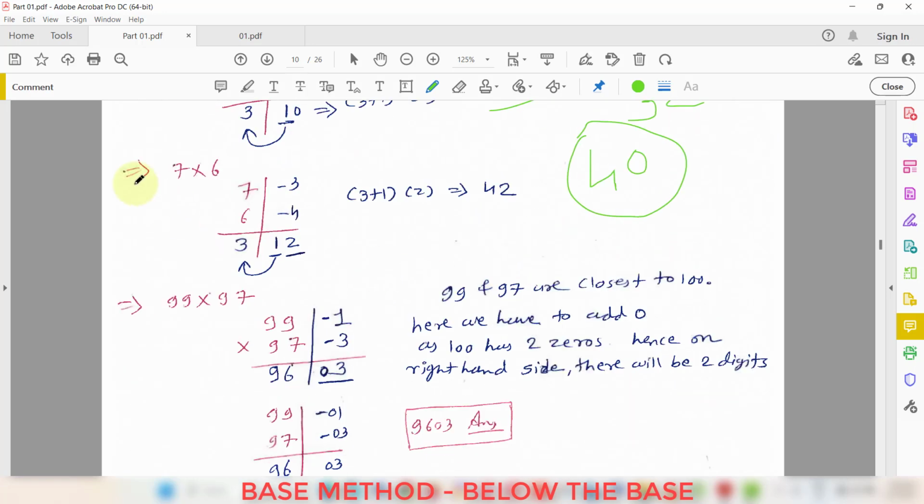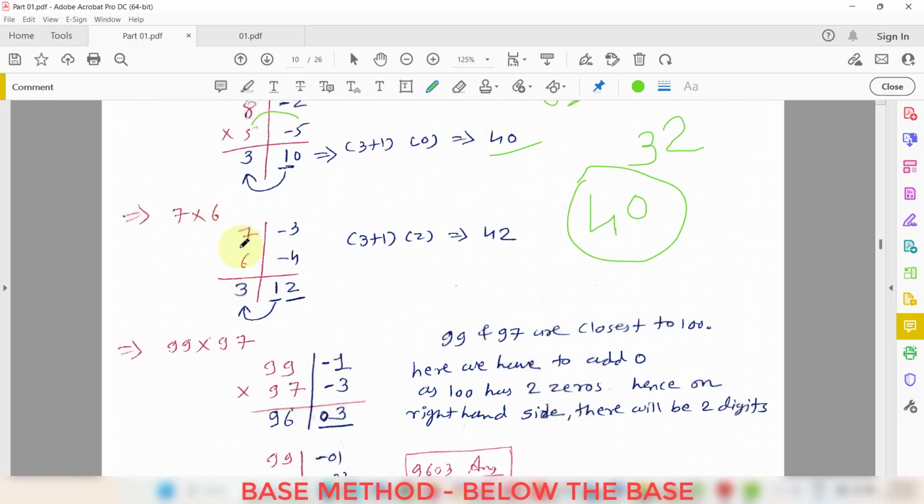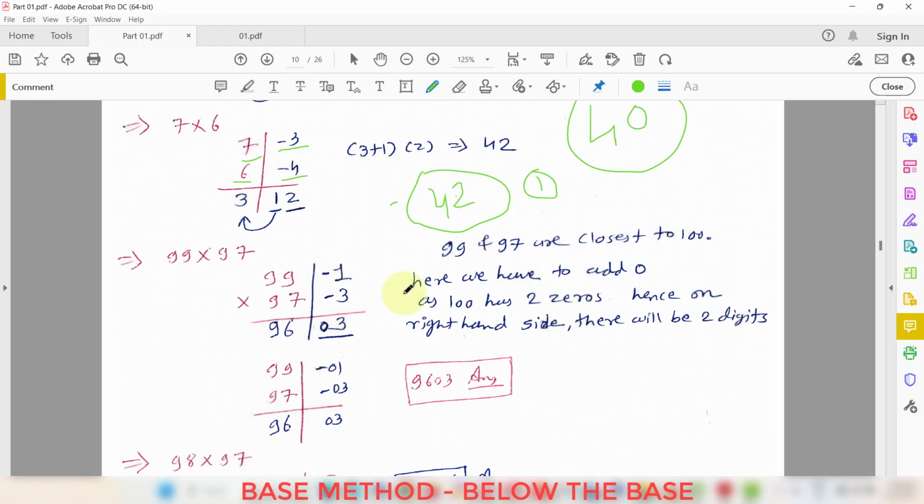Okay. Similarly, 7 times 6. So 7 is below 10 by how much? Minus 3. 6 is below 10 by how much? Minus 4. So 3 4s are 12. So you have to write 2 here, and 1 is the carry, and then 7 minus 4, that is 3. 3 plus 1, that is 4. So your answer should be 42. Okay, your answer should be 42.